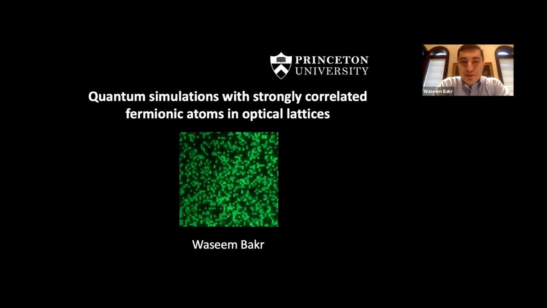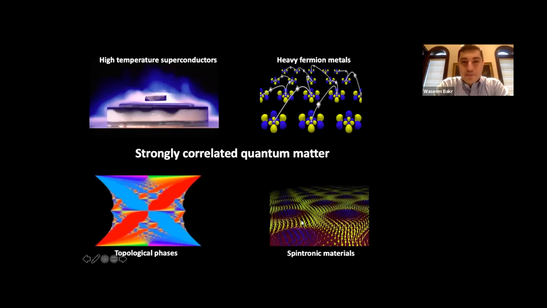I'm going to be telling you about experiments we're doing at Princeton with quantum simulations using fermionic atoms and optical lattices. The overarching theme of the research in my group is to use quantum simulators to try to understand strongly correlated quantum systems. Of course, these occur all over the place in condensed matter. These are materials where the electrons are interacting strongly with each other, and this gives rise to some interesting emergent properties.